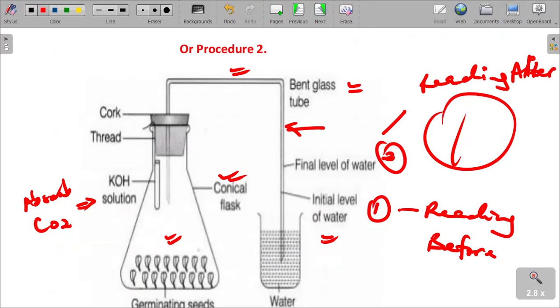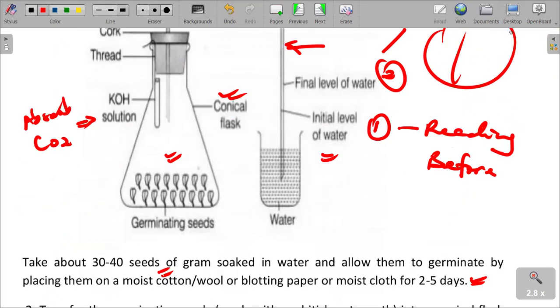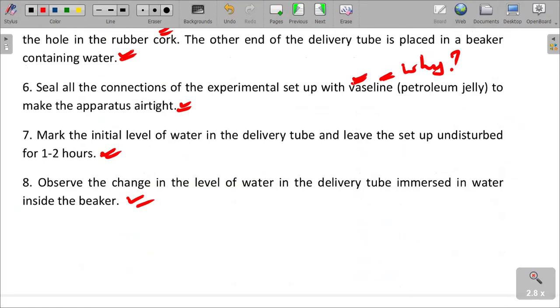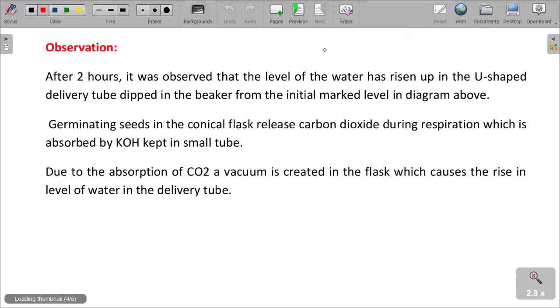After the experiment, then what happens? So what we are saying is that they mark the level of the water before and after. So we are saying the final level of water is shown there. That is what happens there. So let's see, and then what observations can we make?